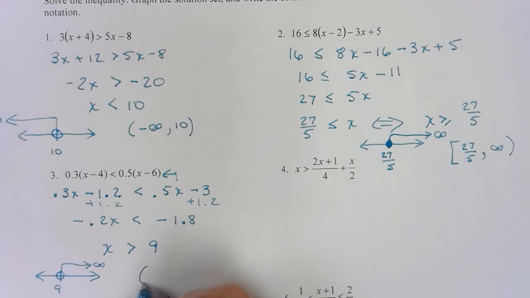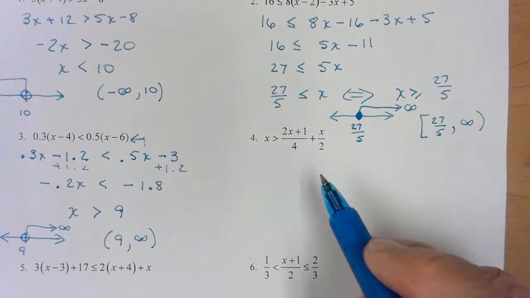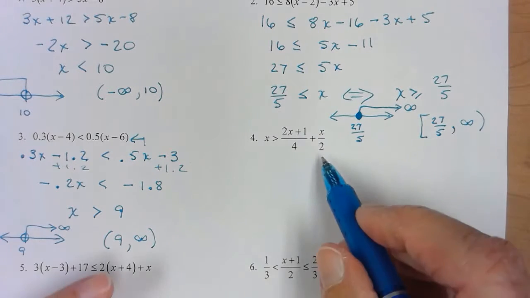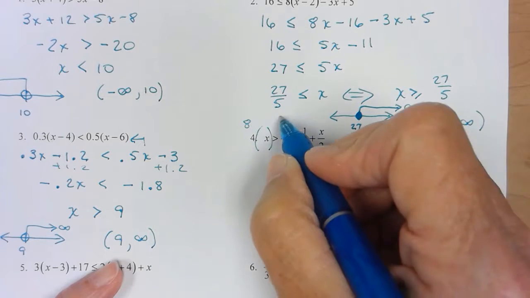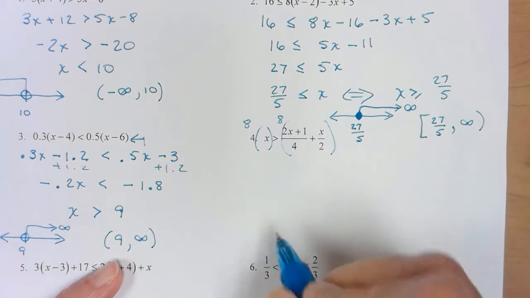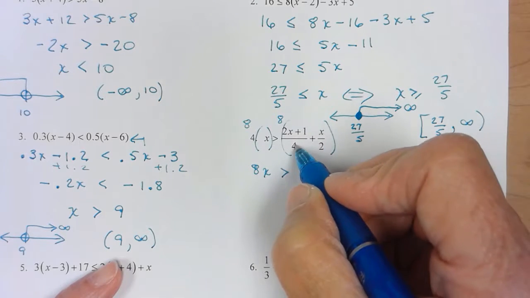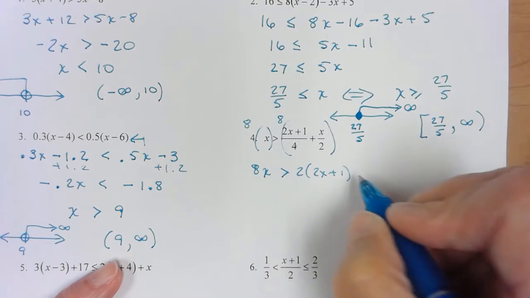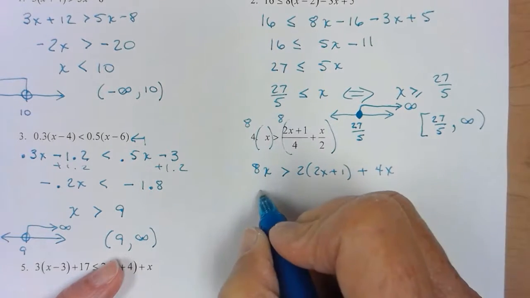There's my graph, and my interval notation. I see fractions, and just like before, clear the fractions out. My common denominator will be 8, so I'm going to multiply by 8 on this side and 8 on this side. On the left, I'm going to have an 8x. On this side, 4 will go into 8 2 times, plus 2 into 8 will go 4. So let me clean that up.